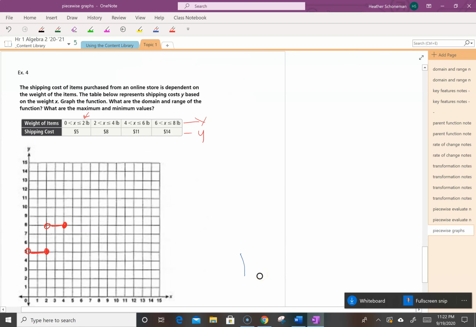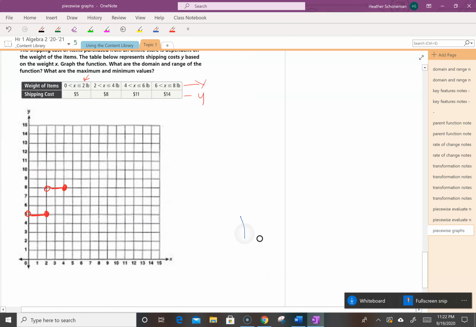And then once we get to 4 to 6, it's now $11. And once we get to 6 to 8, it's now $14. This kind of piecewise function is called a step function because depending on the level or the step, it changes the value. But we'll do more of these functions next time, so don't stress too much about it.